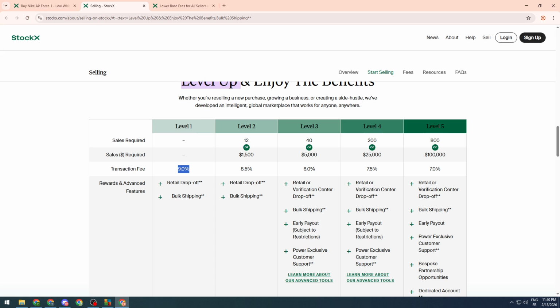So it's very clear and easy to understand. You simply have to multiply the amount of the product that you will be selling by this percentage, and basically you will have how much they will take from you. And yeah, that was it.